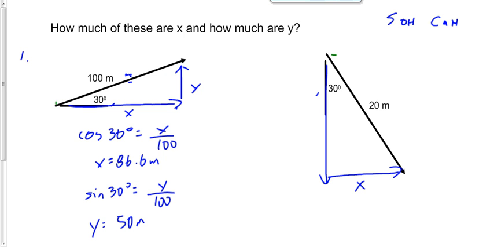This one's going to be X. This one's going to be Y. Which side of the triangle is X? Opposite, adjacent, or hypotenuse? Opposite. Opposite and hypotenuse goes with sine. Sine 30 degrees is equal to X over 20. 20 times sine 30 gives me 10. I use cos for X on the left one, sine for X on the right one.